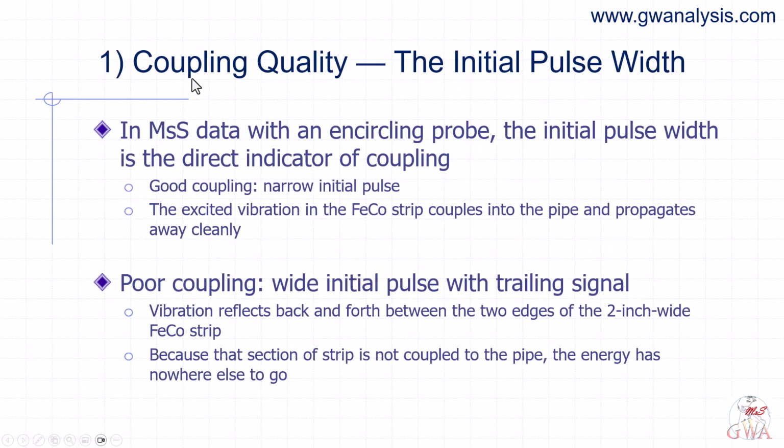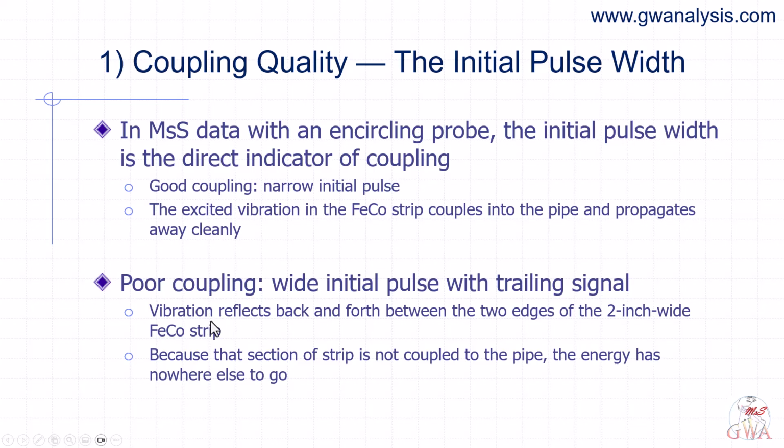In MSS data acquired with the encircling probe, the width of the initial pulse is a direct field indicator of coupling quality. Well-coupled data has a narrow initial pulse, because the vibration excited in the iron-cobalt strip is efficiently coupled into the pipeline and propagates away as a guided wave. A wide initial pulse with a trailing signal is the indication of a poorly coupled section of a strip.